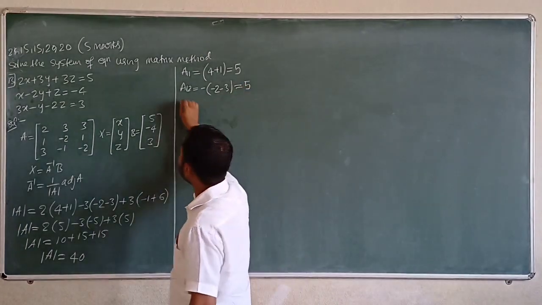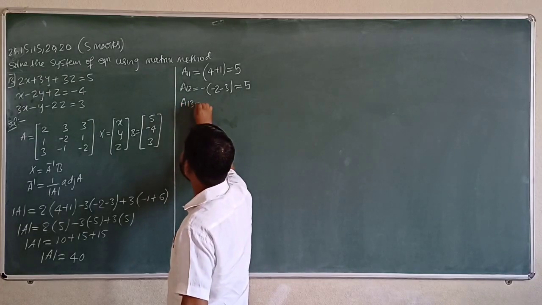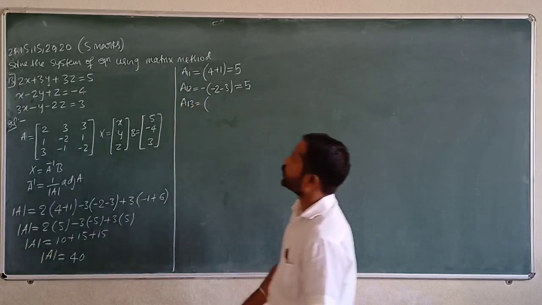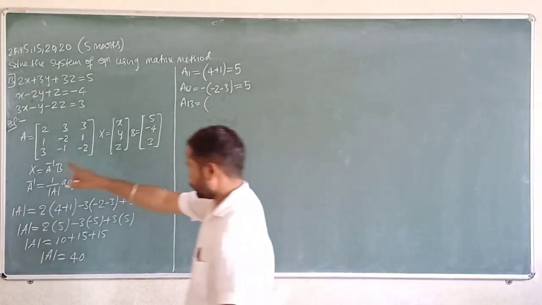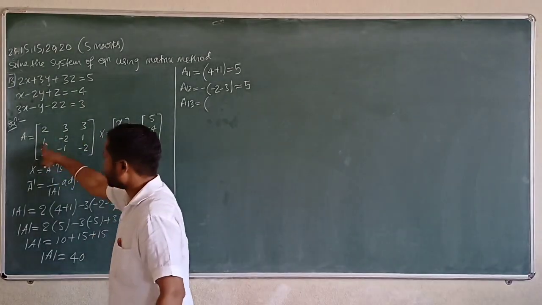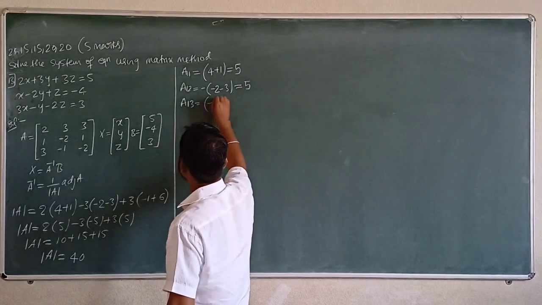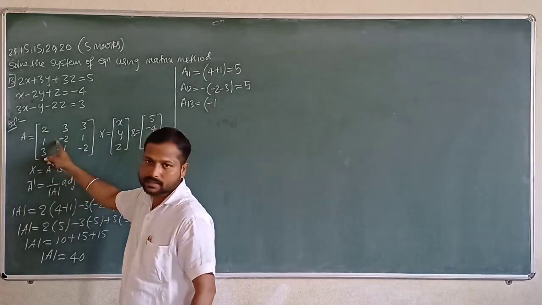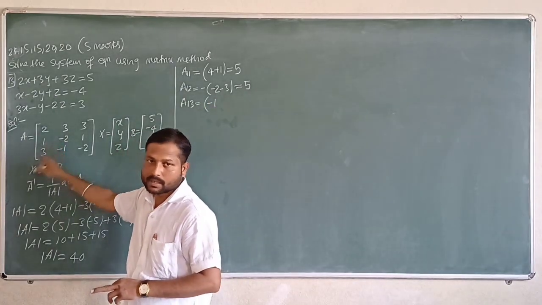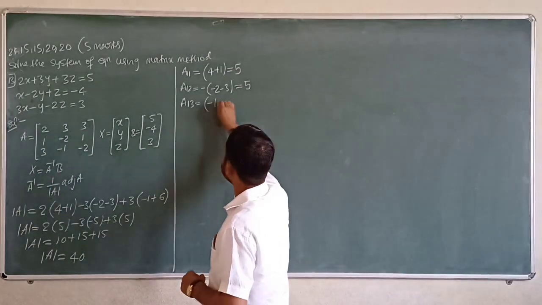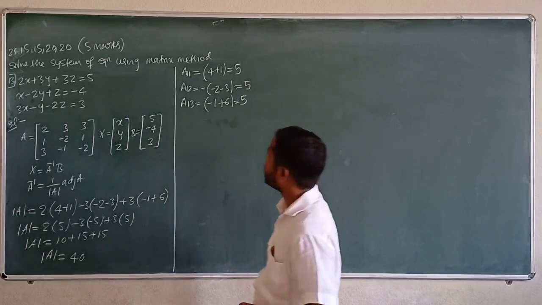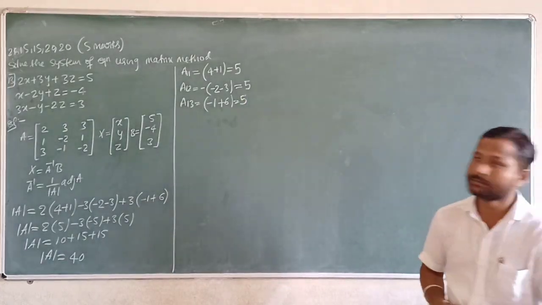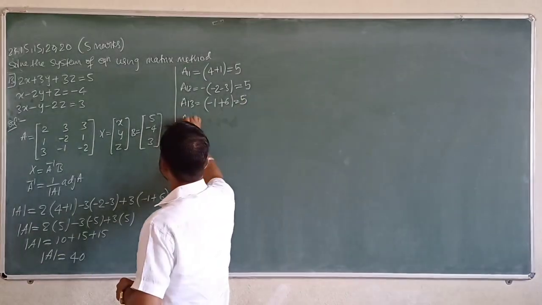Next A13. A13 is positive. Delete which row, which column? First row, third column. Then 1 into minus 1, minus 1, plus into minus minus, minus into minus plus, 3 2s are 6. Minus 1 plus 6 means 5 only. So it is 5.